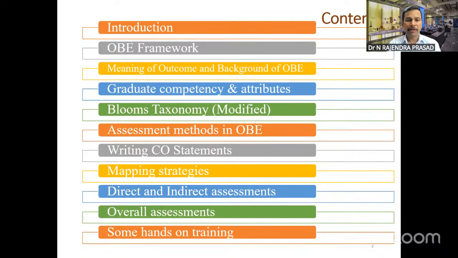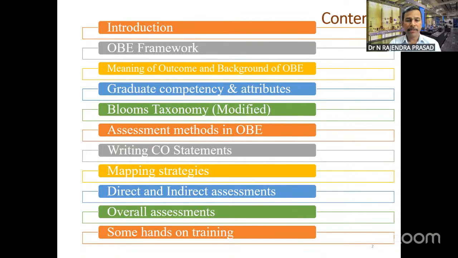And what are the mapping strategies we have to follow while developing the outcome-based education framework for a particular program, irrespective of the discipline, whether it is arts, science, commerce, vocational, professional, etc. And what are the assessment methodologies we will follow? Particularly, there are two types, direct and indirect assessment methods. So I would like to throw some light on this.